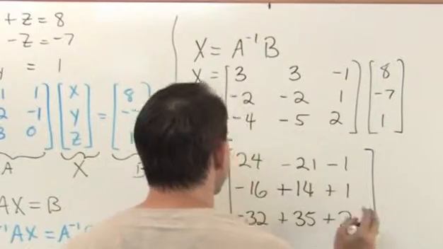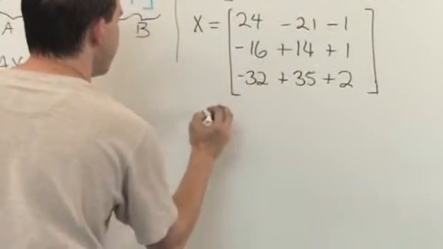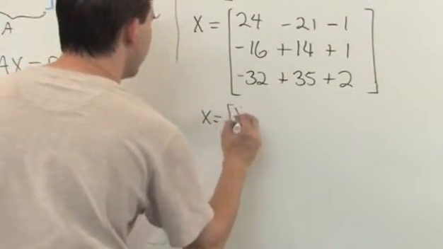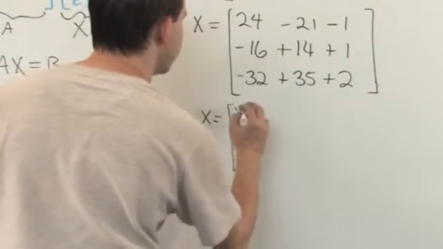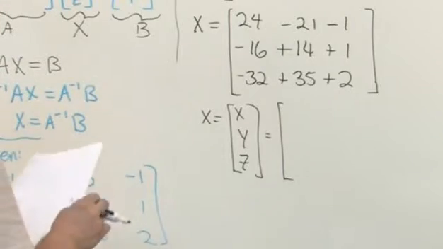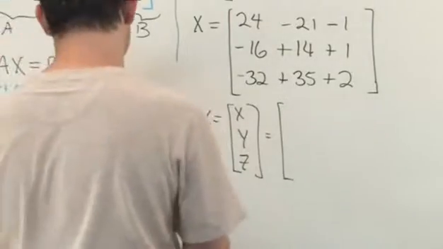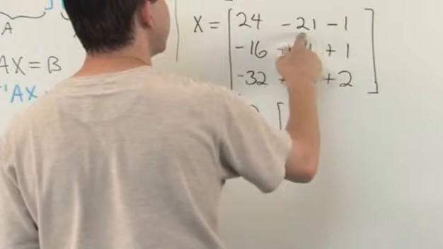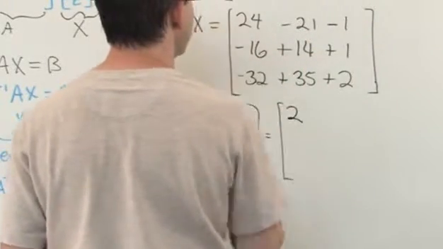Okay? Now don't forget, we're solving for a matrix X, but that's simply equal to what we care about, which is the little variables X, Y, and Z. So let's go ahead and do our math here. What's 24 minus 21 minus 1? That's going to give us 2, so we're going to have 2 right up here.